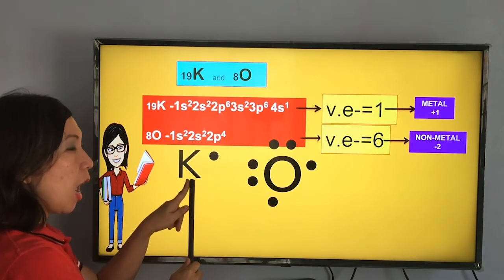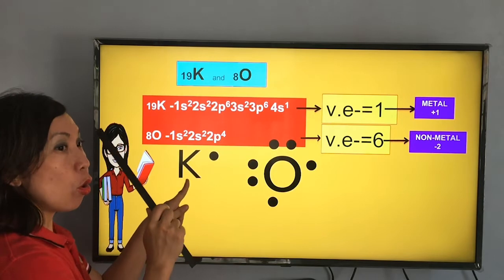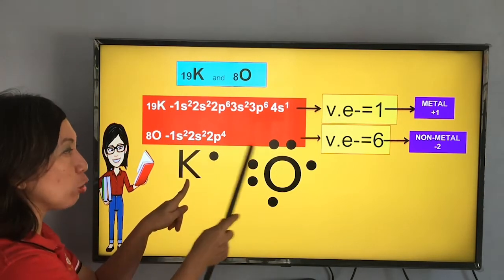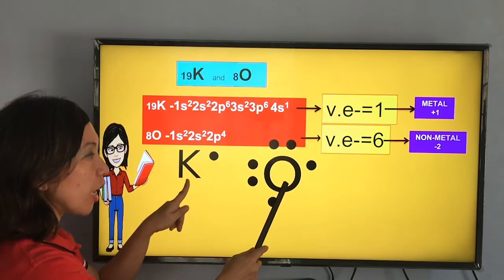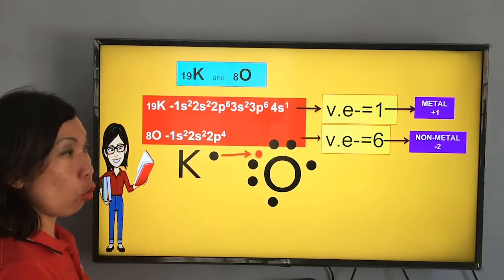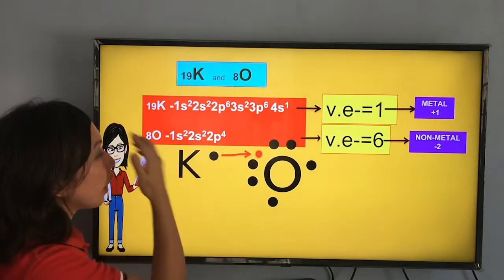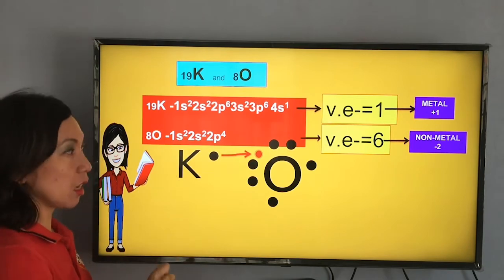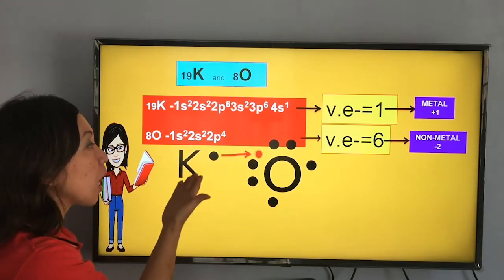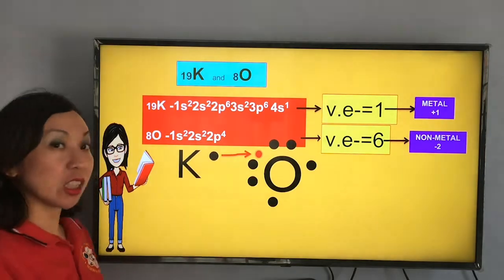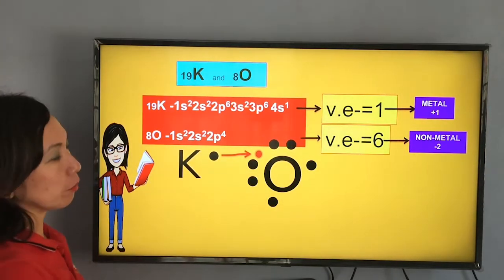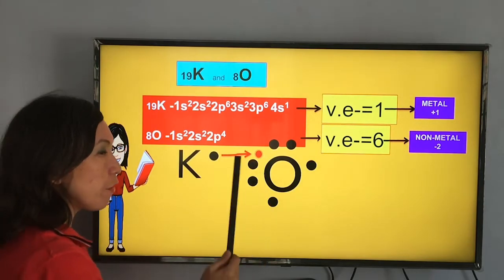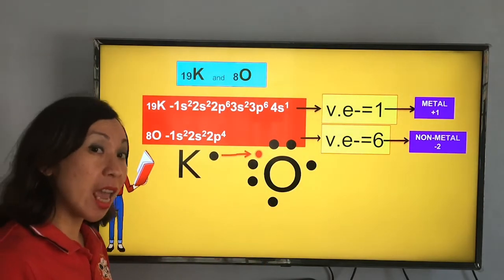So, potassium has to transfer or has to lose its only 1 electron to oxygen. And oxygen needs to receive 2 electrons. Pag transfer niya yan, stable na ba si potassium? Yes. Kasi naibigay na. So, stable na siya. Si oxygen, stable na ba? Let's check. 1, 2, 3, 4, 5, 6, 7. Hindi pa. Wala pa siyang 8 electrons.